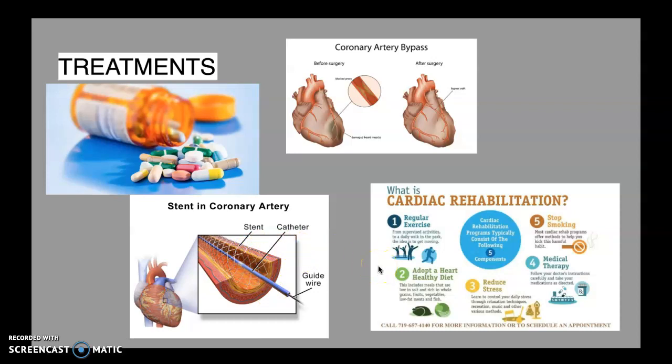And there's also cardiac rehabilitation, where you seek medical therapy, but you adopt a healthy diet, get regular exercise, reduce stress, and most importantly, stop smoking if you are a heavy smoker.